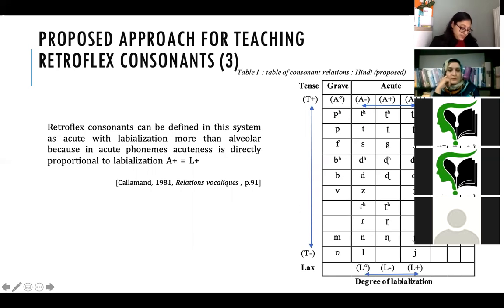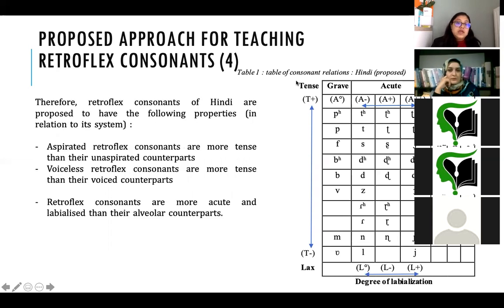And this created the following proposed table of consonantal relations, which has the following properties. Aspirated retroflex consonants are more tense than their unaspirated counterparts. Voiceless retroflex consonants are more tense than their voiced counterparts, and retroflex consonants are more acute and labialized than their alveolar counterparts.